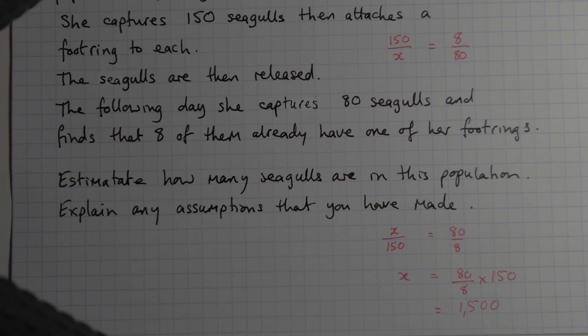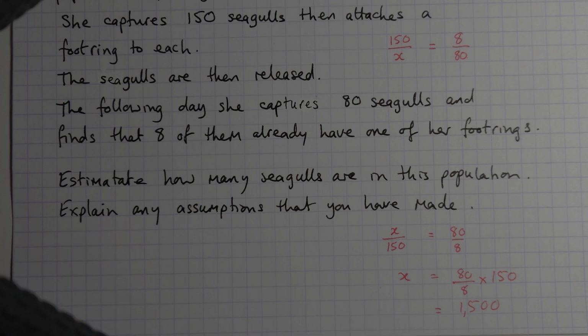Okay. Explain any assumptions that you've made in the process. Don't ignore that, it's often worth a mark. That's all the stuff I was saying before. Things like no new seagulls born, none died, that they randomly mixed up for you, so it's a fair representative sample. There's another one here. I could say I need to assume that none of the foot rings fell off, or something like that. Okay, any of those sorts of things are fine.